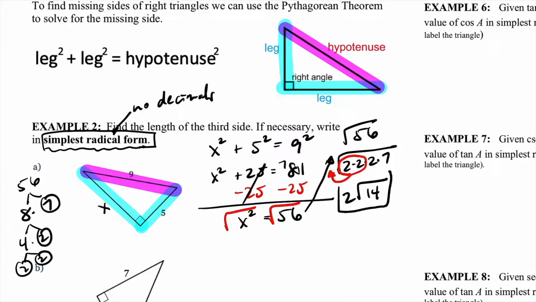14 has to stay because 14 does not have a pair. That's when I know I'm done. I've simplified it enough. No more pairs. Okay? Because on Delta Math, if you put the square root of 56 as an answer, it'll say not simplified. Or if you change it to a decimal, it'll just say it's wrong because they want it with no decimals. Okay? If it says round, round, but these won't say round.